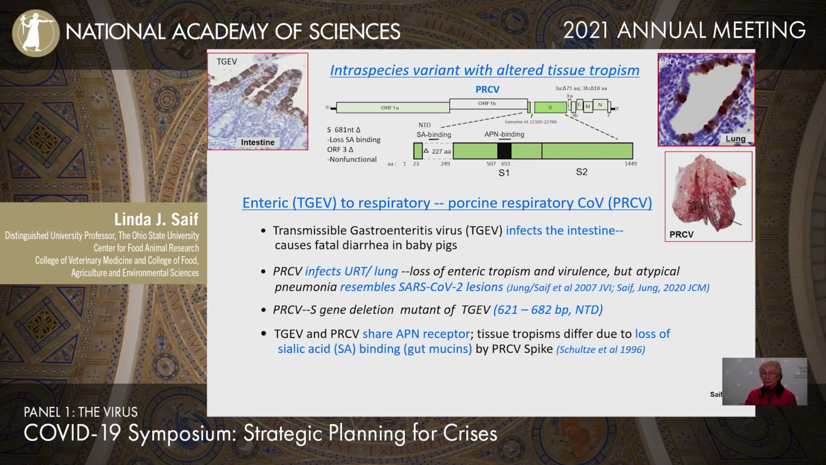And it's thought that the reason for this loss of enteric tropism was related to this large S1 deletion in the N-terminal domain, and this led to the loss of sialic acid binding, because this is the region where the sialic acid binds to TGE, and this allowed the TGE virus to bind to gut mucins, but then this was lost in the porcine respiratory coronavirus variant.